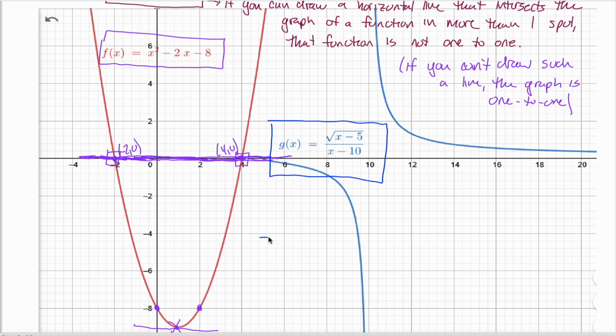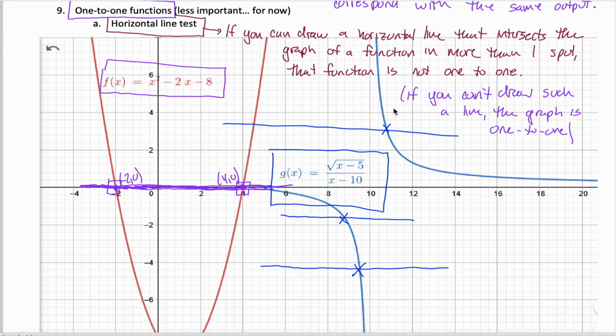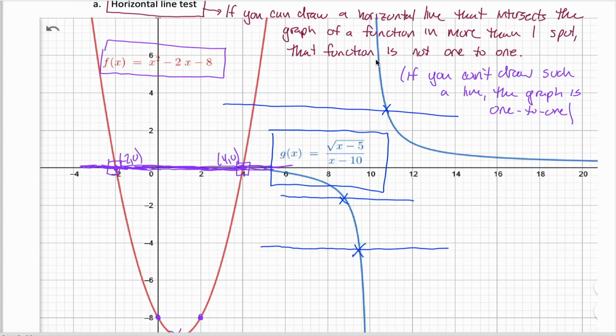Note that it is not possible to draw a horizontal line that intersects this graph in more than one spot. No matter which one you choose, it's only going to intersect the graph in one spot, even though it has this weird asymptotic behavior going on here, stuff that we'll learn later on in this class. The point is just the function graphed in blue is one-to-one, but the function graphed in red is not one-to-one. That's all I have on one-to-one functions.